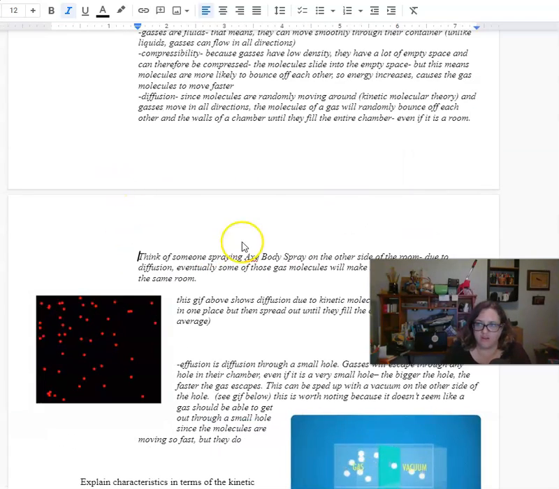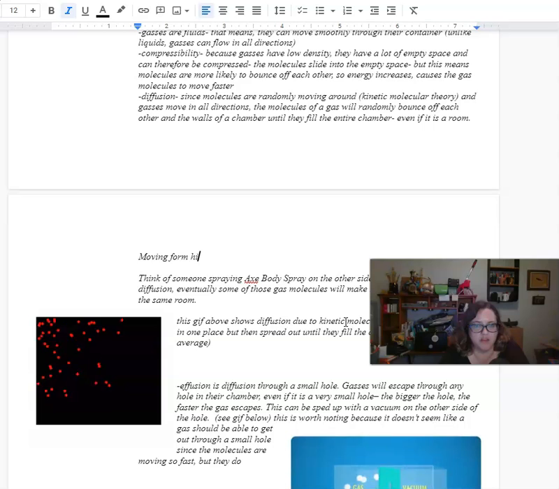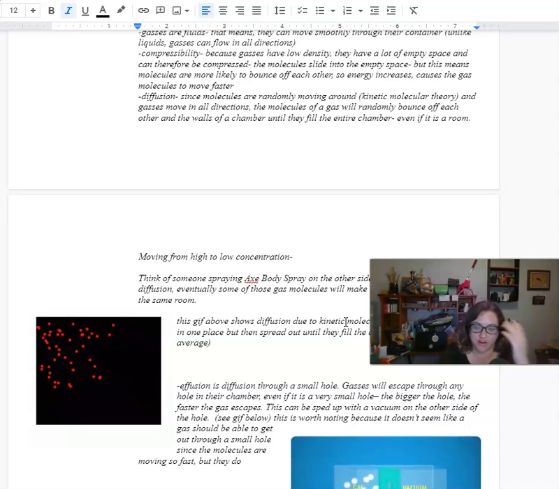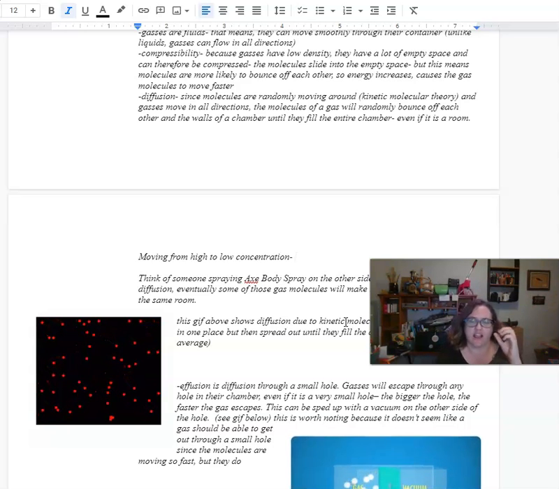Okay, go. You may or may not remember from biology. We don't have to talk about it too much. But the idea of moving from high to low concentration, that is diffusion. So the idea being, let's say someone sprays Axe body spray or some perfume, and you're way on the other side of the room, but they're going crazy. They're just loving themselves with that Axe body spray.